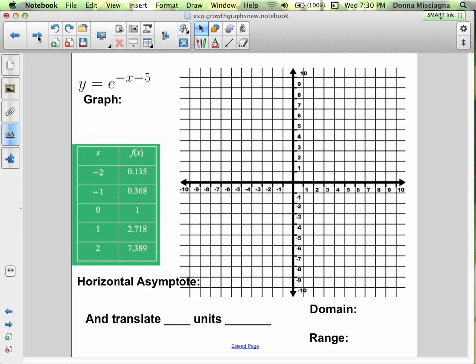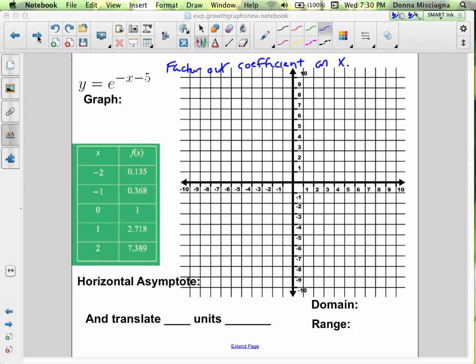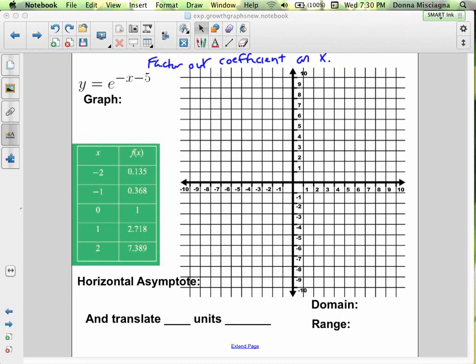I didn't automatically write it in because we need to factor out the coefficient on the exponent there. Otherwise we'll be making a mistake. So we need to factor out the coefficient, and we'll always have to do that if it's not factored out on x. Very important. Put an exclamation point.